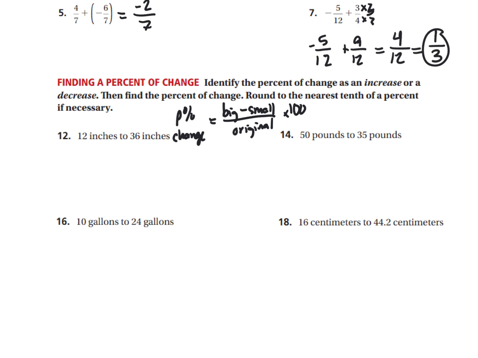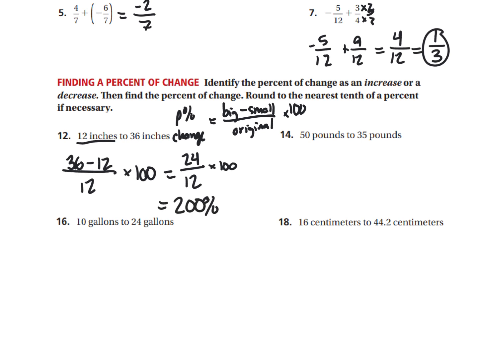In the first example, it looks like I go from 12 to 36, so 36 is going to be biggest, 12 is smallest. My original is the first number, that's going to be 12, times by 100, right? It's going to leave me with this, 24 over 12, I just did the subtraction there, times 100. This is going to be equal to 200% when I'm all said and done. And I went from 12 to 36, that increased.